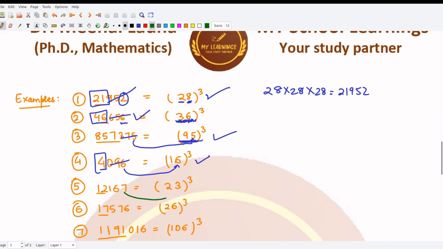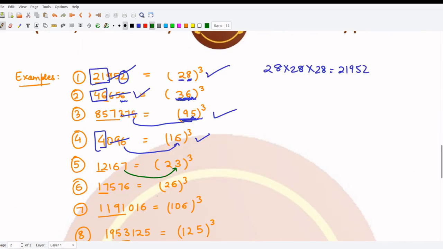In place of 7, now you have to write 3, right? Strike off the last 3 digits. Instead of 12, you get 8. 8 is a perfect cube of 2, right? So you get 23 here. Similarly, for 6, we have 6. Strike off the last 3 digits. For 17, you again have 8, which is the cube of 2. So you get 2 here, right?